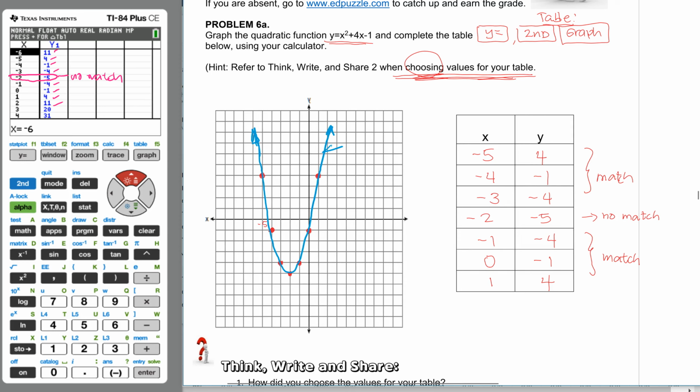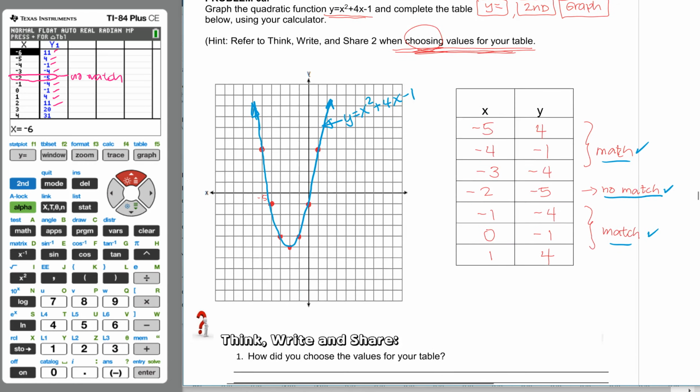This one is defined by the equation y equals x squared plus 4x minus 1. So that's how it's very easy to graph if you pick the right points. These are the things I want you to pick up: the one with no match, and the rest are matching values of y. Let's now answer the think, write, and share.